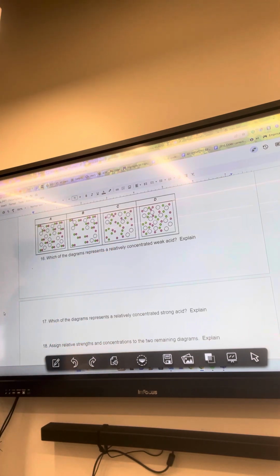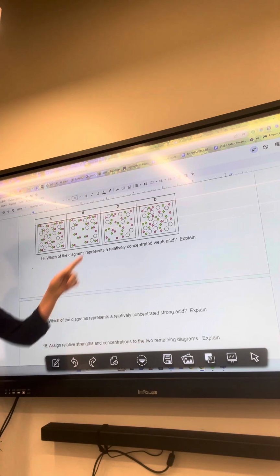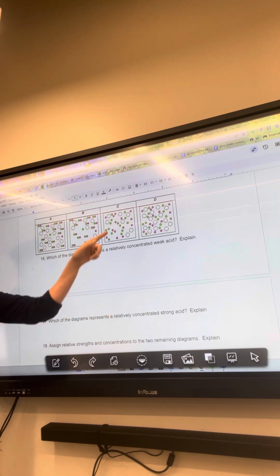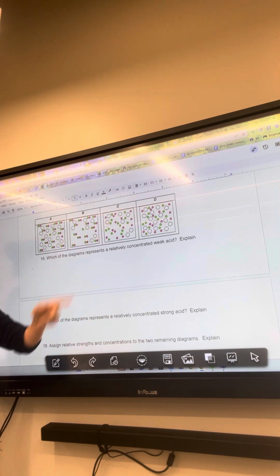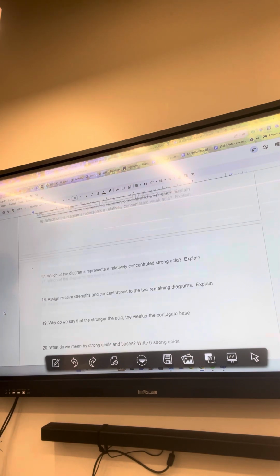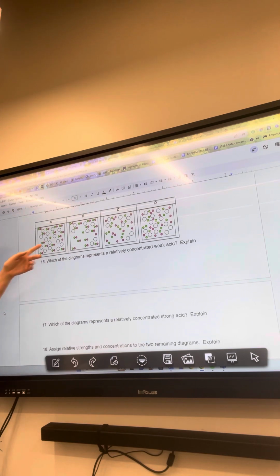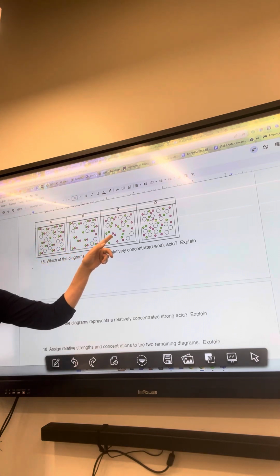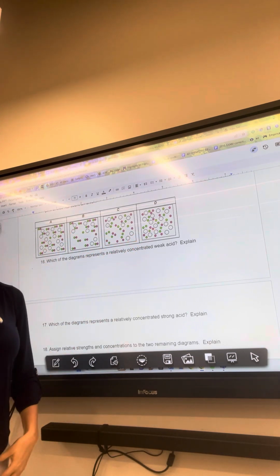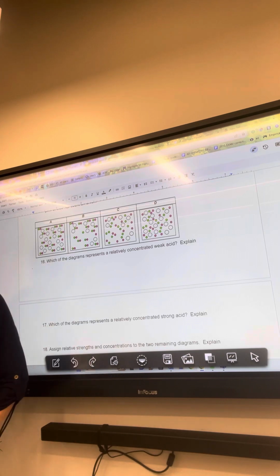How would you find that? See, these two are strong acids. They're all broken up. And this one has less water, so it's concentrated. Are the first two weak acids? Yes, because they're not broken up. So that's the most concentrated, the least concentrated, the most concentrated, the least concentrated, weak and strong, right?